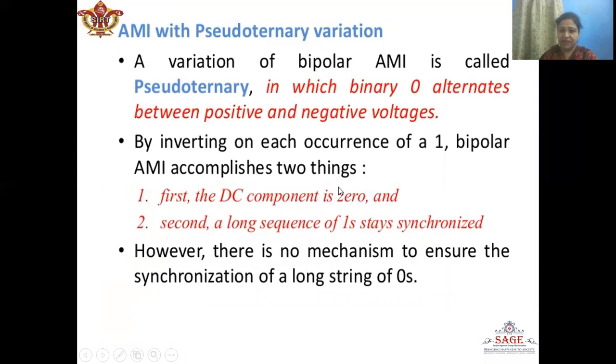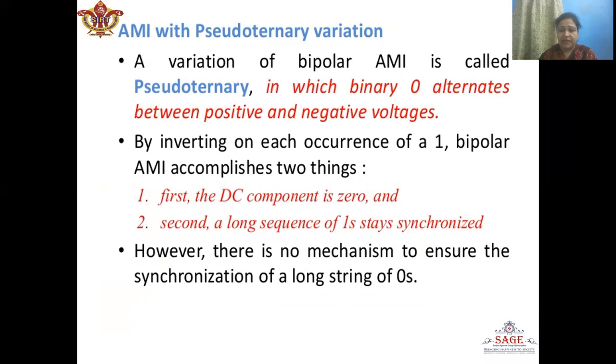Now, a variation of bipolar AMI also exists, which is called pseudoternary, in which binary zero alternates between positive and negative voltages, whereas bit 1 is represented by zero voltage level.